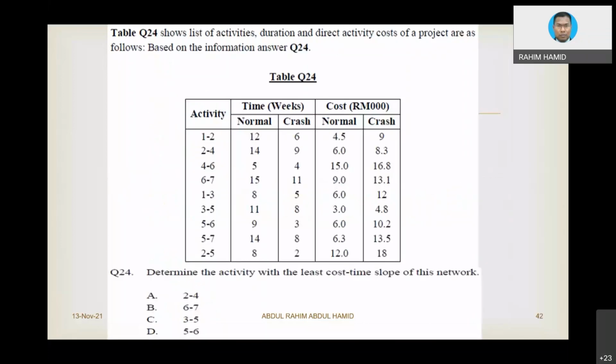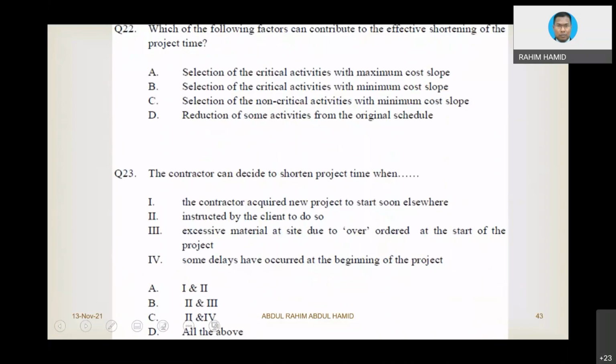What is this? Direct cost: determine the activity with the least cost slope. Least cost slope means that once you come up with the cost slopes, the one with the minimum cost would be the answer. And this could be the procedure. If you understand the 5-step procedure that I mentioned, you would be able to answer this question.